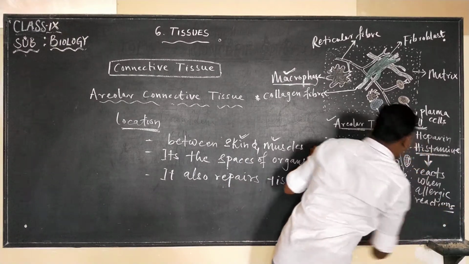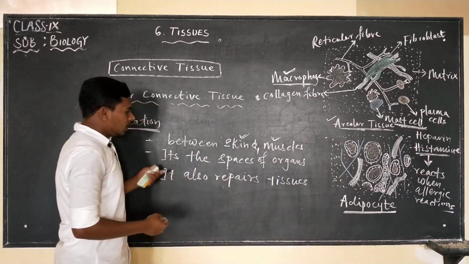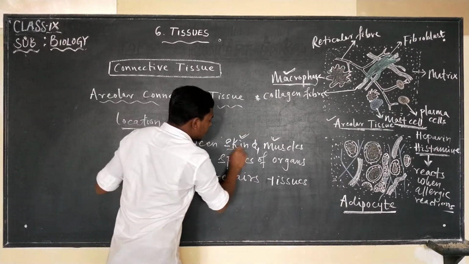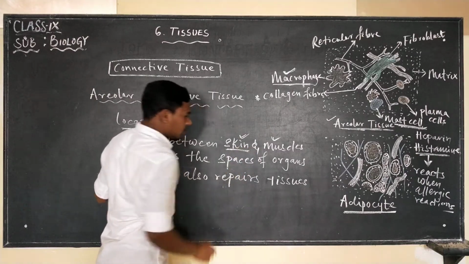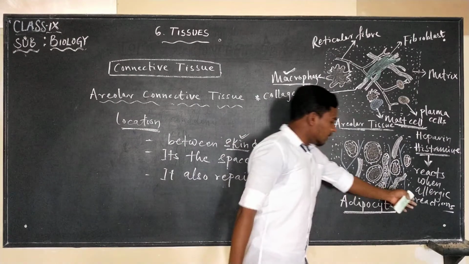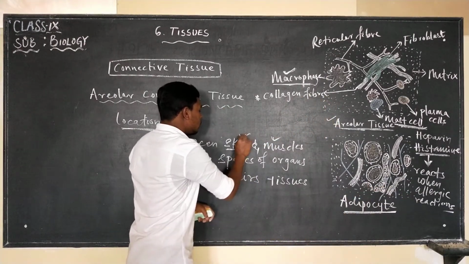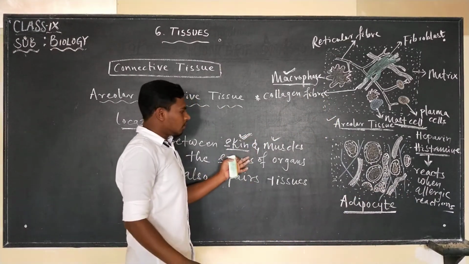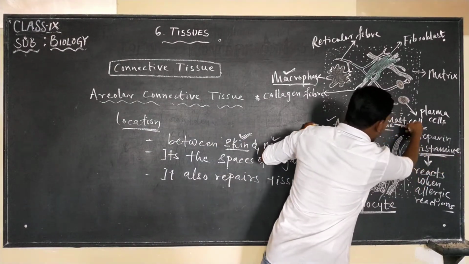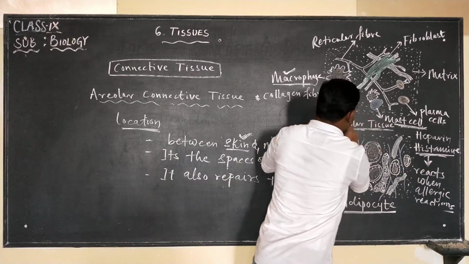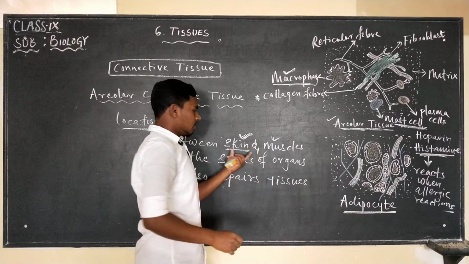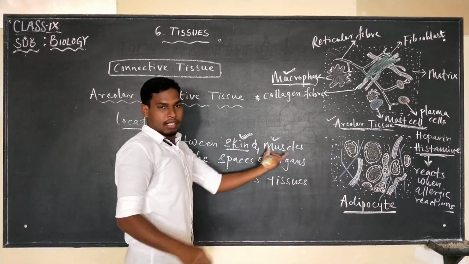Okay, that is why, when there are allergic reactions, areolar tissues are present between the skin. Whenever we get allergic reactions, they are shown in the skin. Why? Because of the histamine produced by mast cells, which are present in the areolar tissue. So this is found between skin and muscles.